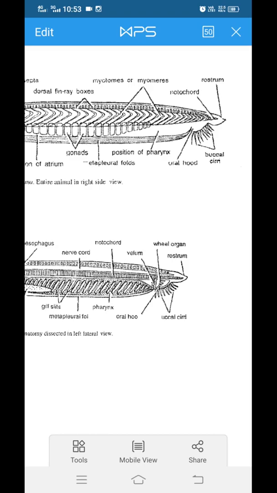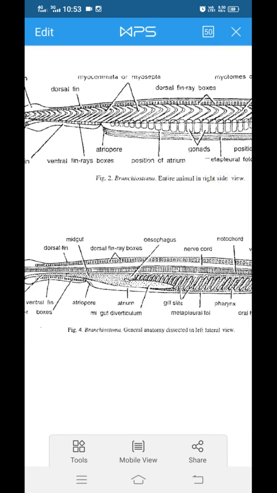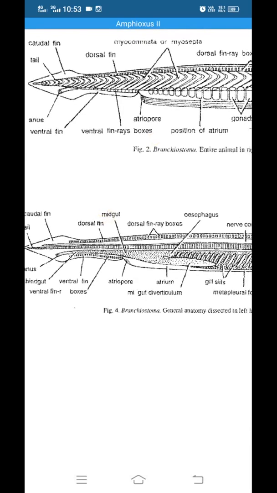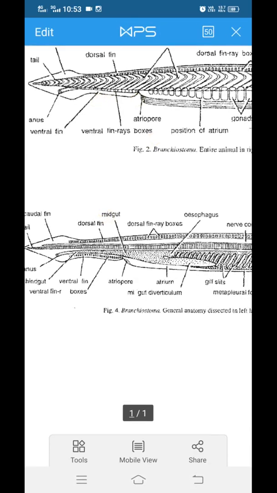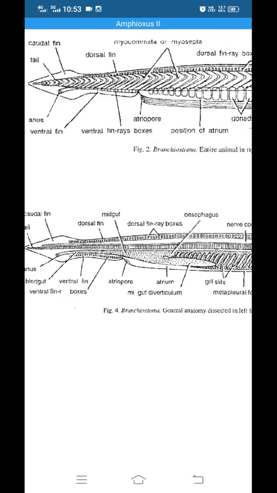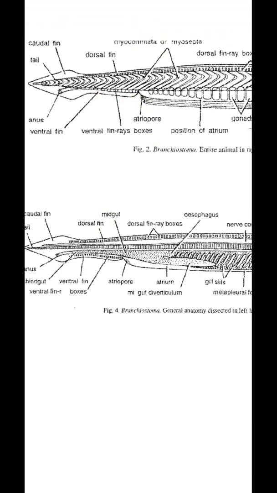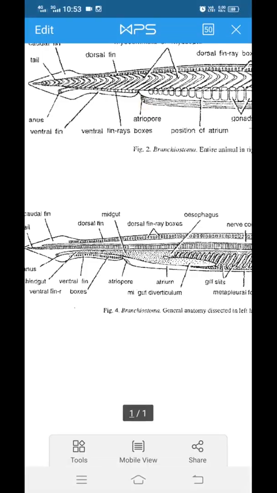Atriopore is a small mid-ventral rounded aperture which lies just in front of the ventral fin. Here you can see in the diagram, just in front of the ventral fin lies the atriopore. The large atrial cavity surrounding the pharynx opens outside through this atriopore.